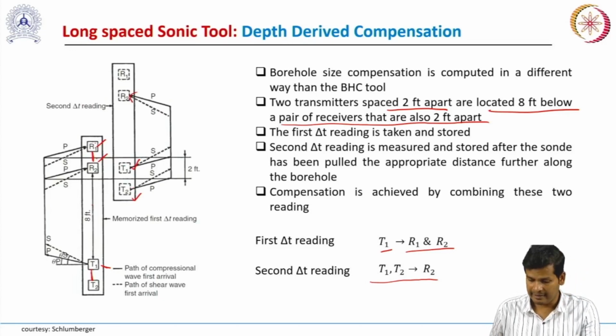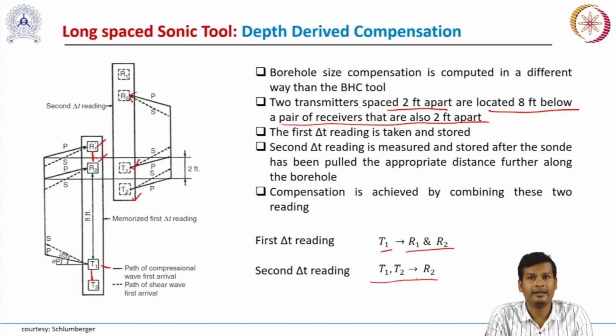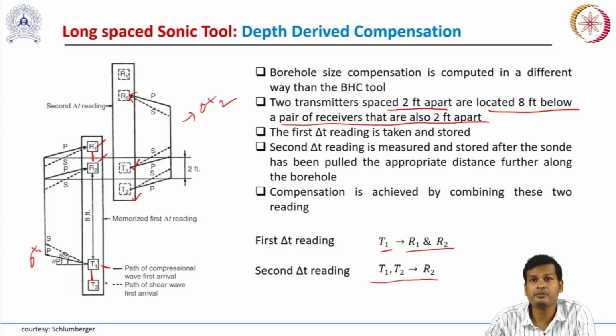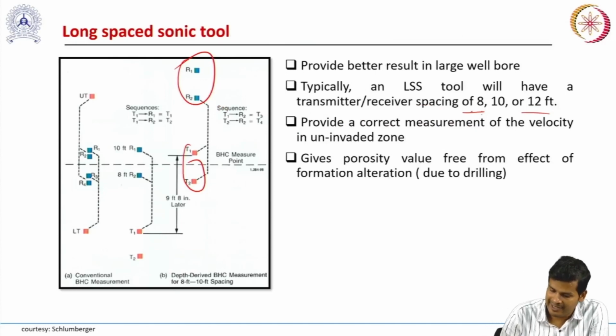This way, I can record the travel time by pinging the two transmitters and recording their travel time at a single receiver. So now I will have two travel times, one delta t from the lower position, then again a travel time from the next position. These can be averaged to get the average travel time, or the interval transit time, inside the formation. So you can see this will be the measurement point.